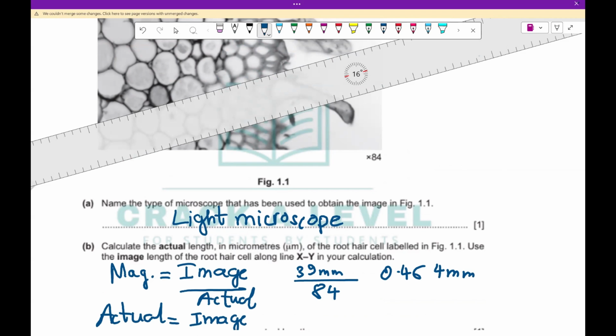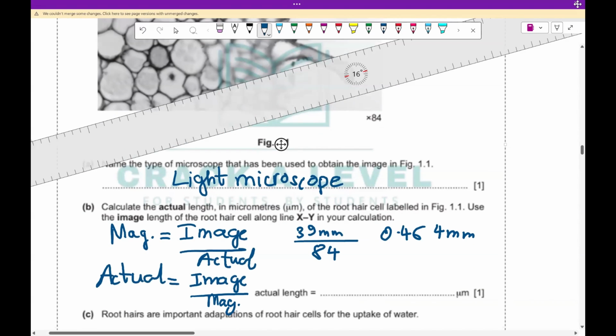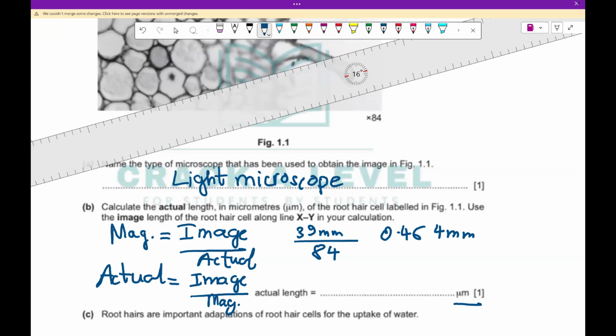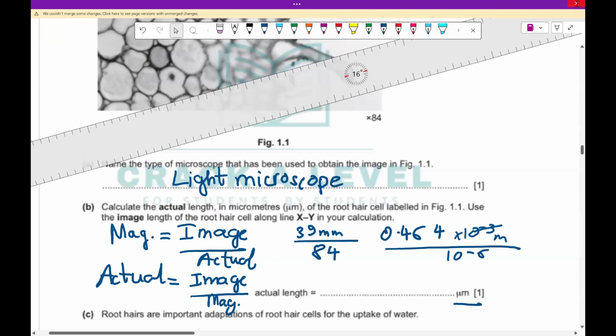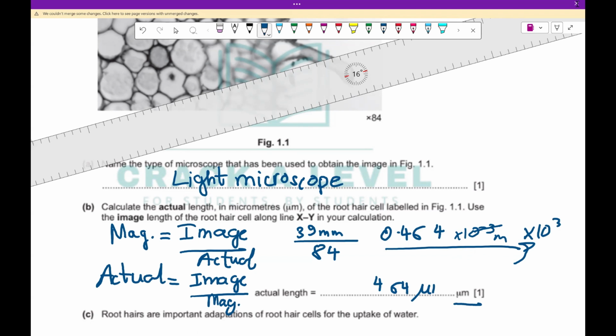millimeter. Now they've asked us to give it in micrometer. So to convert millimeter into micrometer, we multiply by the unit we have, which is 10 power negative 3, and divide by the unit we want to convert to, which is 10 power negative 6. Since it's negative and in the denominator, it goes to the numerator to be multiplied. So we just multiply by 1000, and we get 464 micrometer.